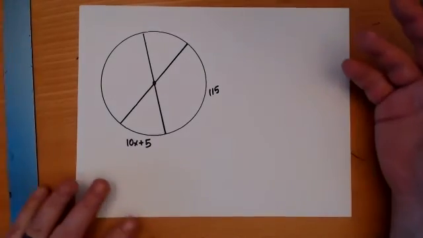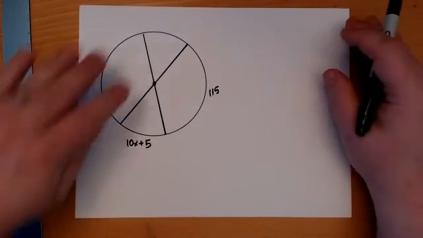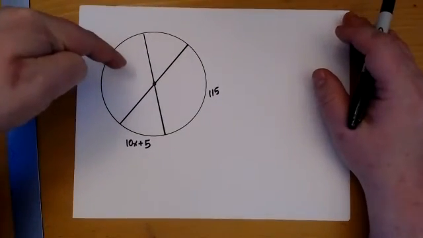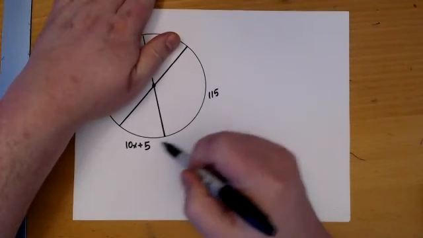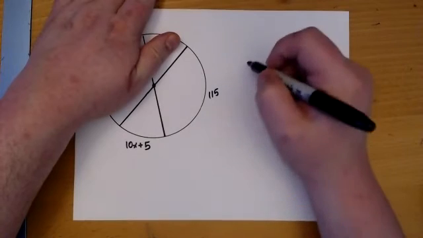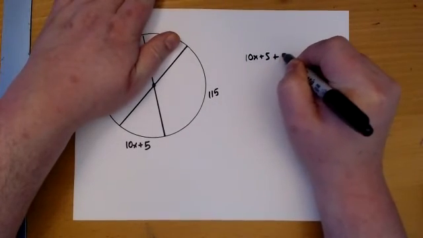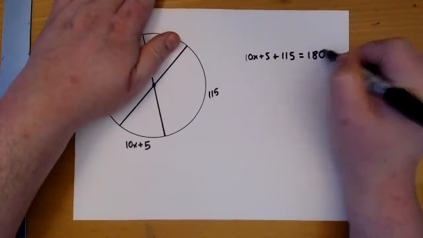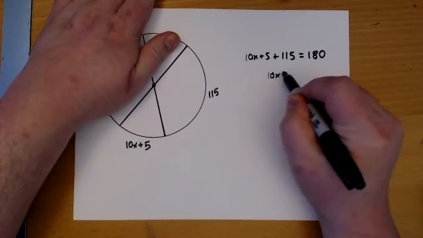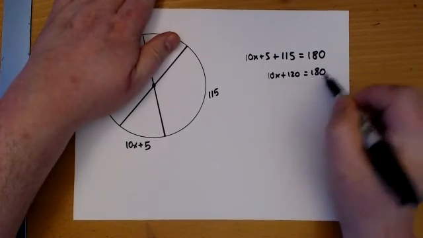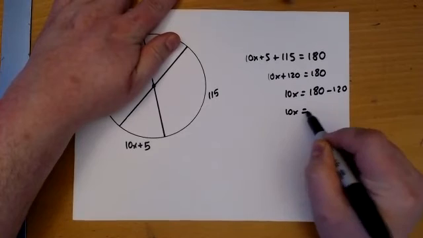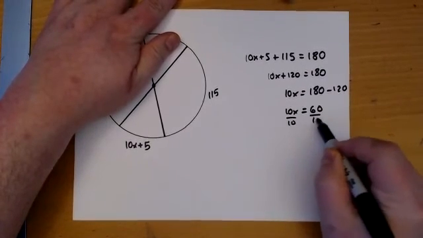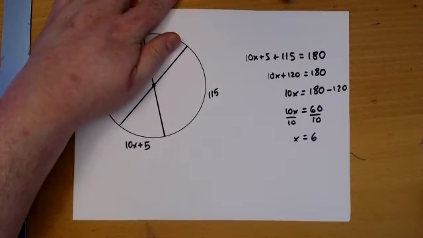Okay, so different ways of doing this problem. Probably the easiest way to do this problem is to say, hey, look, I don't have these two guys over here, but I don't really need them because I've got a diameter and these two make half a circle. And that means that 10x plus 5 plus 115 is half of a circle. And that's your answer. That's one way of solving it, okay?